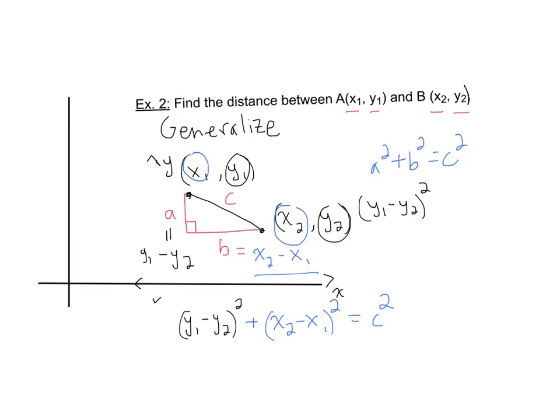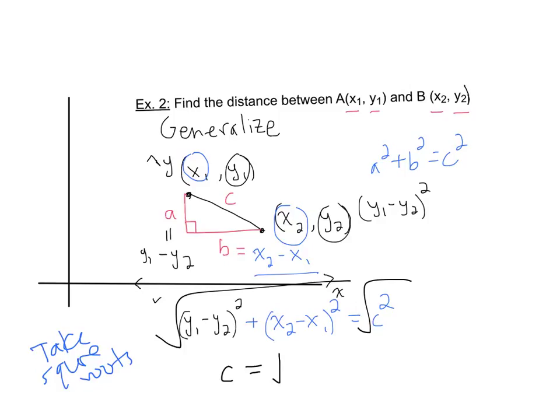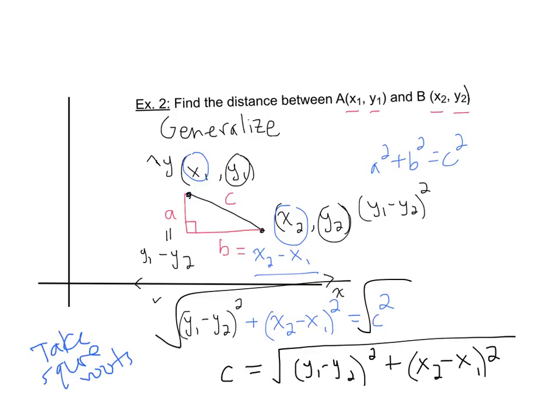I'm just going to zoom out so we have more room. You would take the square roots of both sides. Again, take square roots. And if you take the square root of this side and the square root of this side, you get this whole big concoction. C equals the square root of (y1 minus y2) squared plus (x2 minus x1) squared. And this is an example of the distance formula. It's going to be a messy expression, something like this.